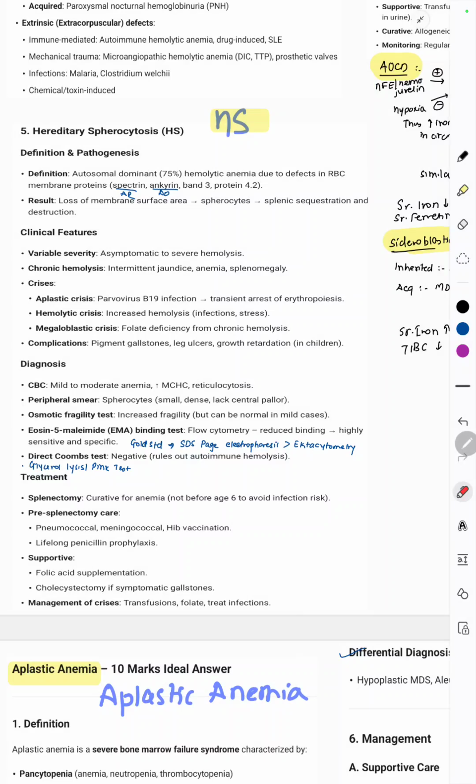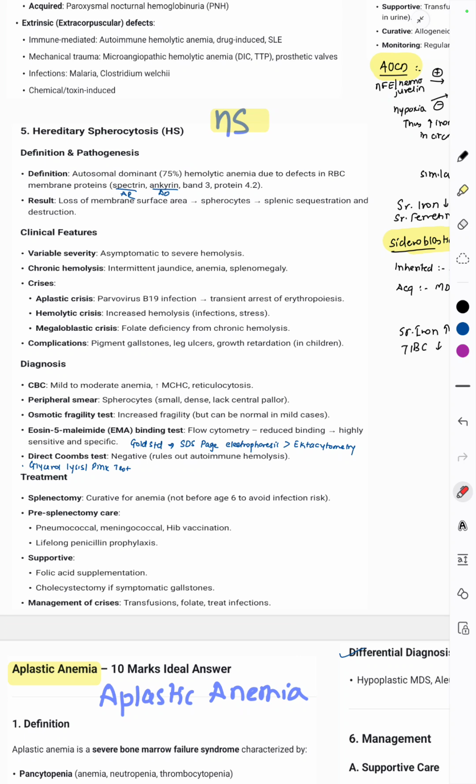Then the next is hereditary spherocytosis. Hereditary spherocytosis is an autosomal dominant as well as autosomal recessive condition, but mainly it's an autosomal dominant condition because of the ankyrin mutation. In spectrin mutation, it is going to be autosomal recessive in nature. It is because of defects in the RBC membrane proteins.